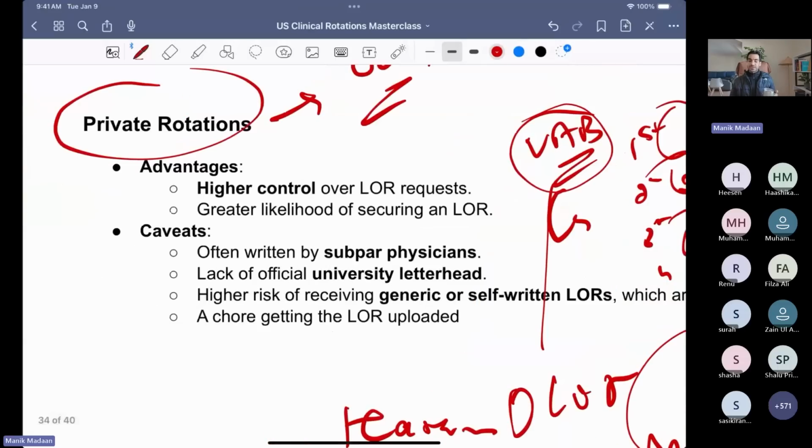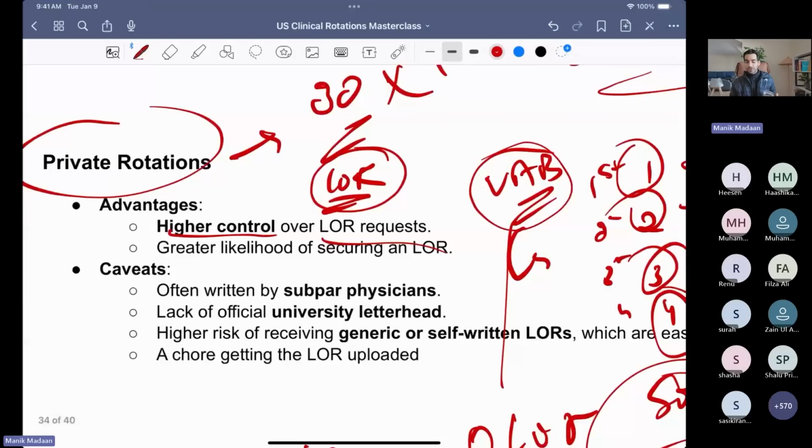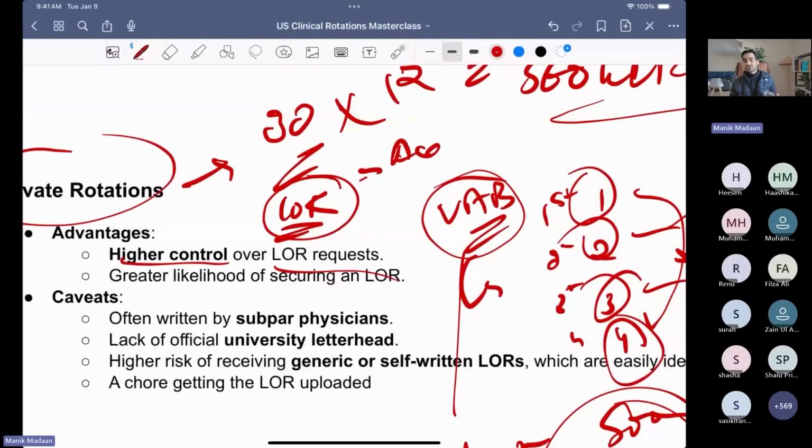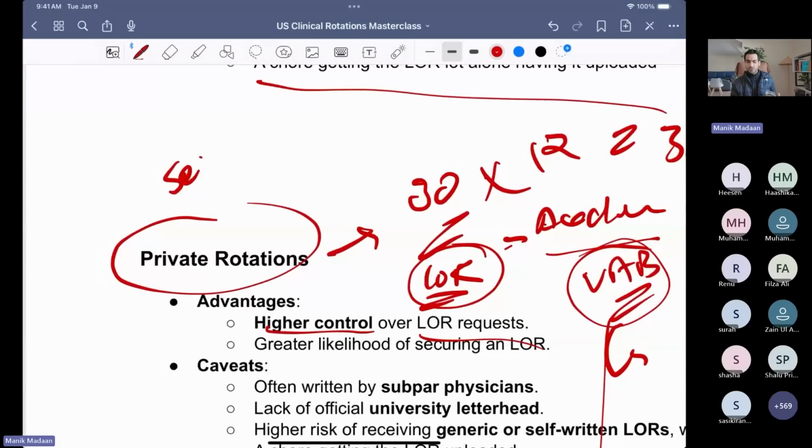A private rotation at times has its advantages. I'll be very honest, sometimes you have a higher control over LOR requests. You have more say in it. Some places allow you to write your own LOR. I don't think that's a good idea. I'll tell you why. Because the academic language gets lost, and it's very easy to spot a self-written LOR versus a LOR which a preceptor from an academic institution wrote.